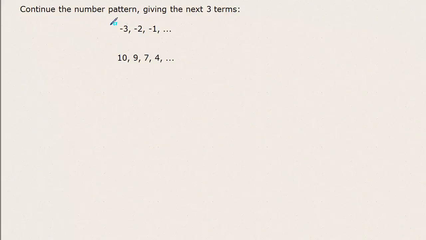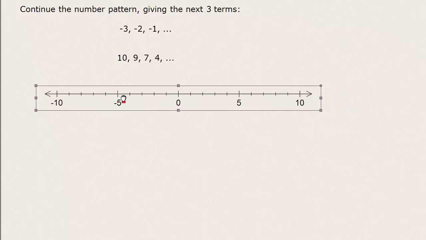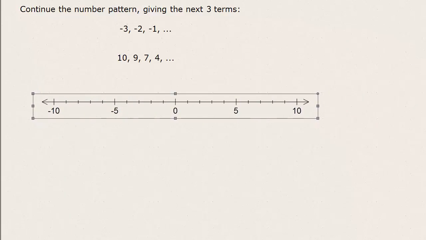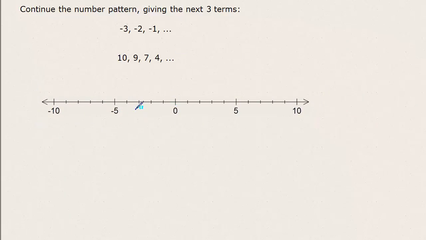Continue the number pattern, giving the next 3 terms. So the first pattern we have is negative 3, negative 2, negative 1. So let's use a number line to help us with this. So we started at negative 3, then we went to negative 2, then we went to negative 1, so it's going up 1 each time.